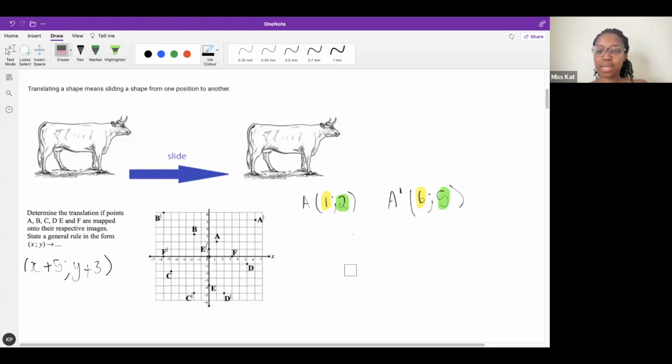What are my coordinates for B? Just B. That's the one over there. Yes, Aliyah.